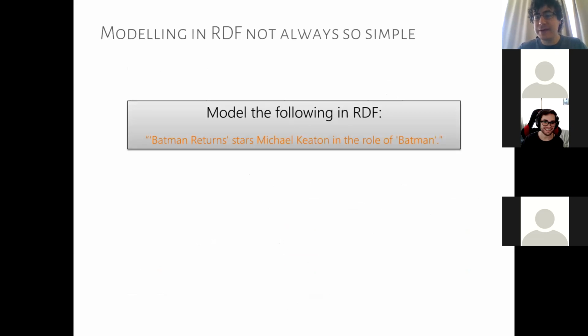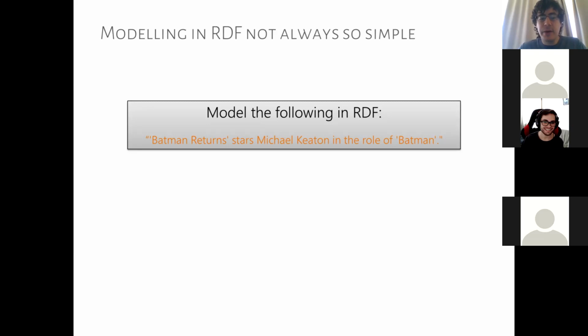So the example we saw was relatively simple. What we'd like to do is look at a more complex example of modeling where it's not so simple in RDF. So we have this claim here, and what we'd like to do is to model it in RDF. We would like to model the claim that Batman Returns stars Michael Keaton in the role of Batman. So, okay, how would we think about doing this?